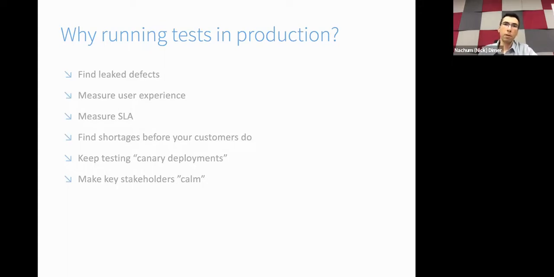So the first reason why we would like to run tests in production is to find leakages. Another reason is that we would like to measure user experience. Not everything that could happen in production is just a defect, right, or just a shortage of functionality. One of the disasters that could happen to a production environment is slowdowns. So it's a degradation in performance and slow response time.